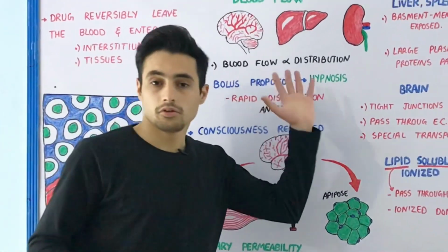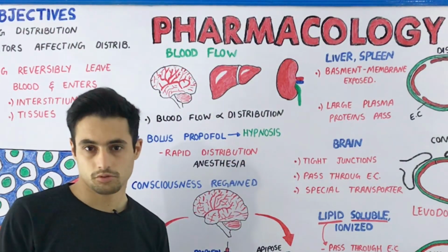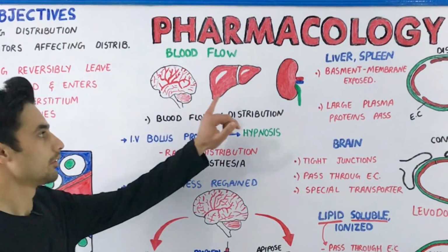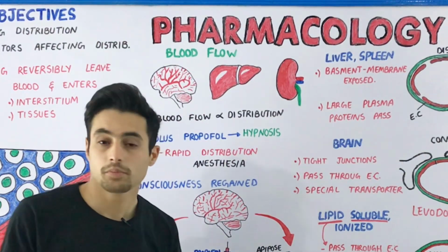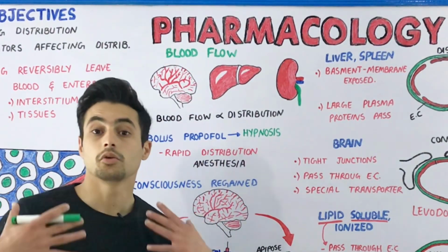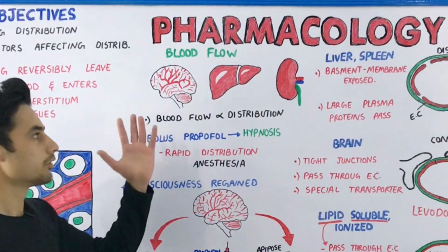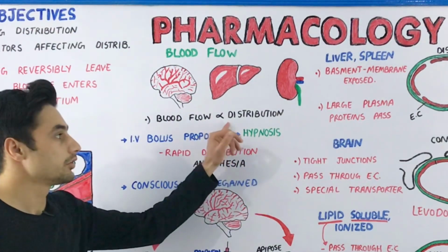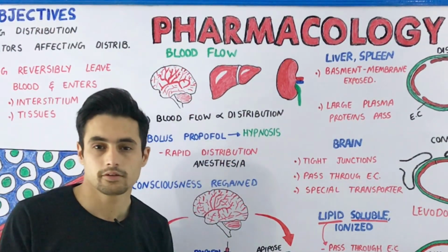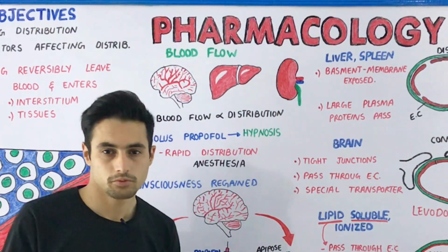We know that certain organs receive a greater amount of blood flow in comparison to others, like the brain, liver, and the kidney. They receive a huge amount of blood flow in comparison to your skeletal muscle, your viscera, your skin, your adipose tissue. So for the organs which receive a greater amount of blood flow, the drug distribution will be greater in comparison to the other organs in which you have a reduced amount of blood flow.